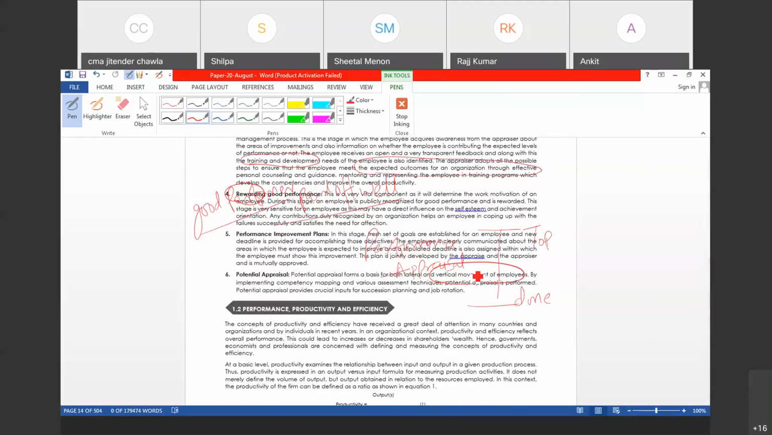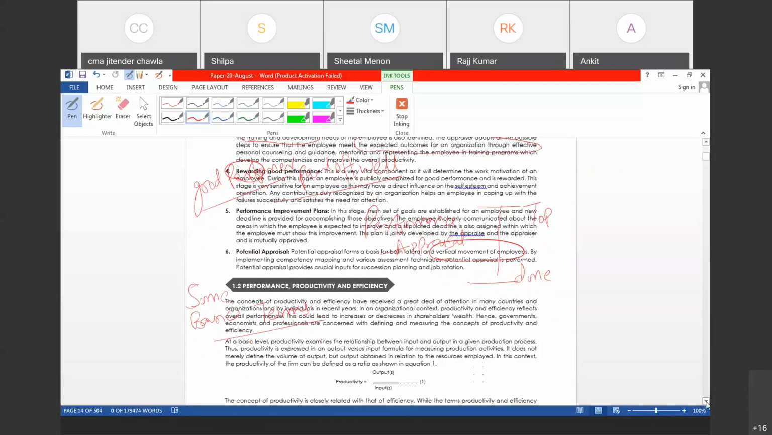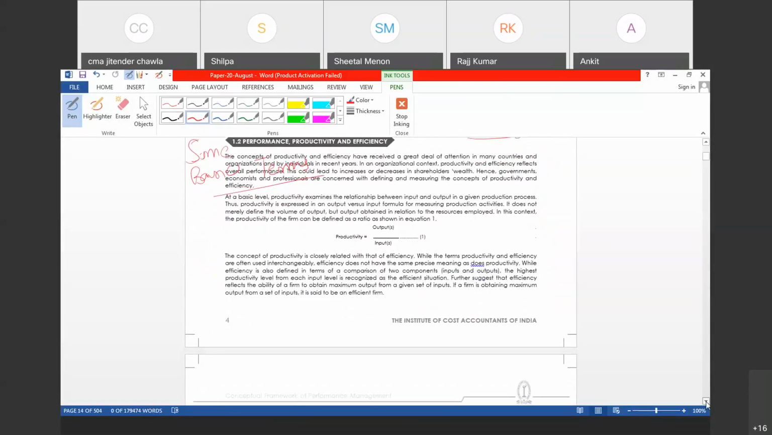Then we talk about some terminologies, or some basic terms. First one is productivity, performance, productivity, and efficiency. First one, productivity. We already discussed that productivity is the ratio between what? Between input and output, or you can say output and input.